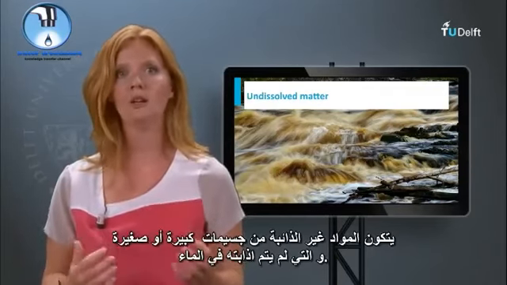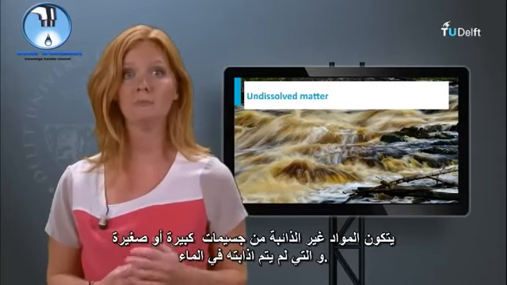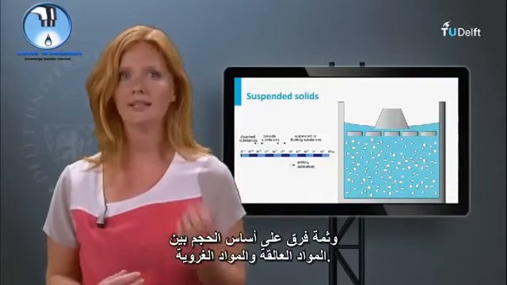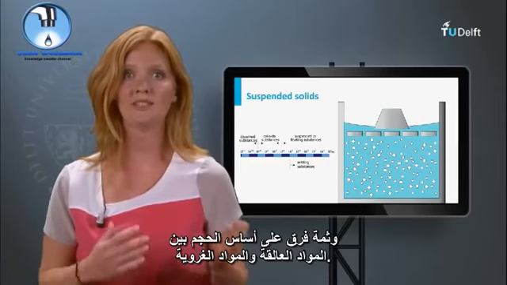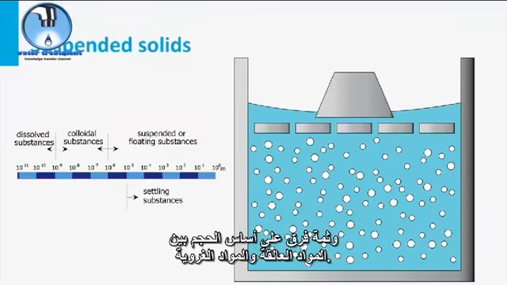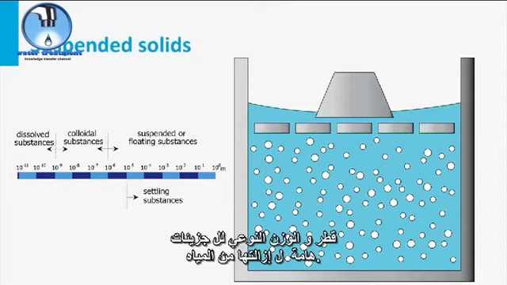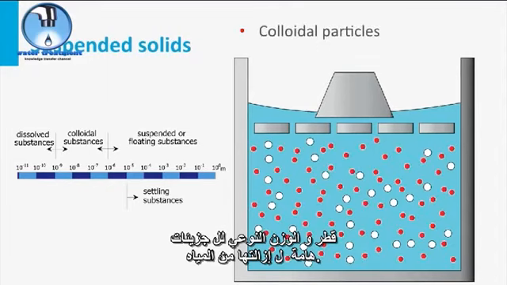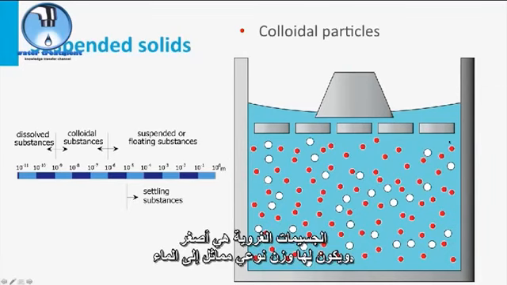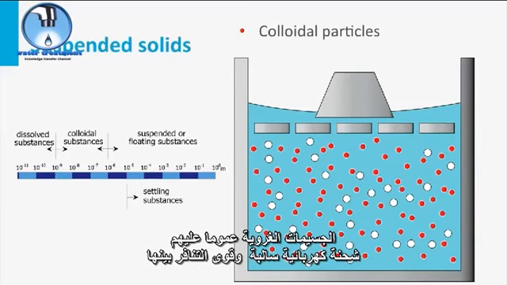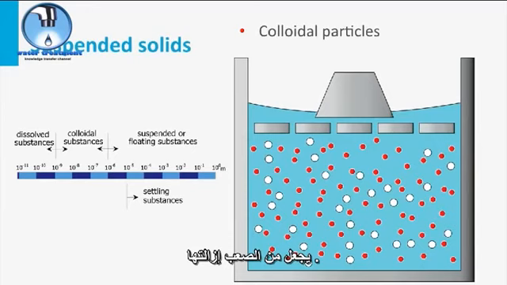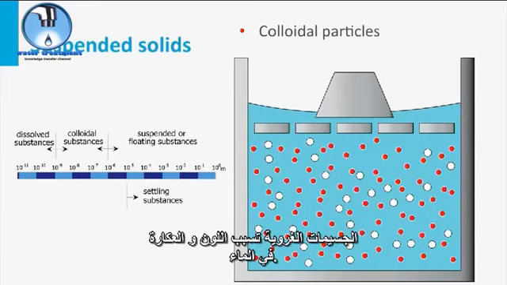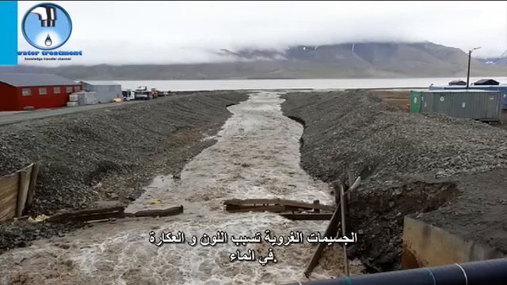Undissolved matter consists of large or small particles which have not been dissolved in the water. A distinction based on size is made between suspended and colloidal matter. The diameter and specific gravity of particles are important for removing them from the water. Colloidal particles are smaller and have a specific gravity similar to the water. Colloidal particles generally have a negative electric charge and their electrostatic repulsion makes them difficult to remove. Colloidal particles give color and turbidity to the water.